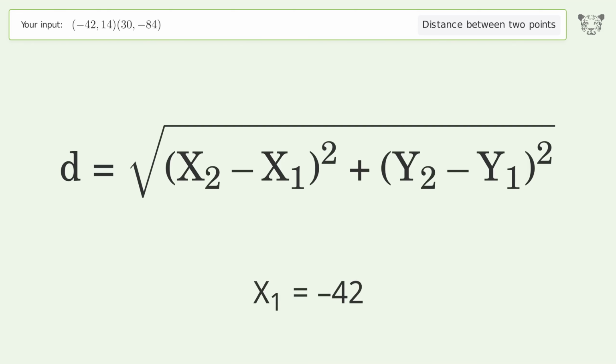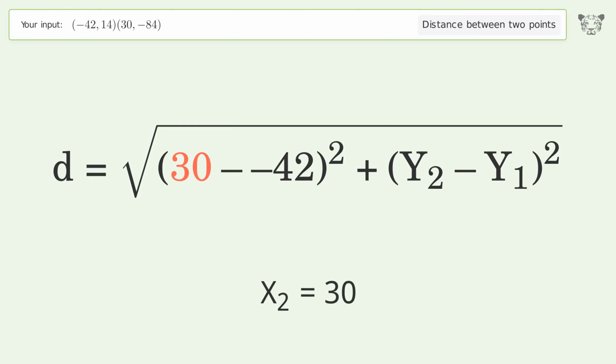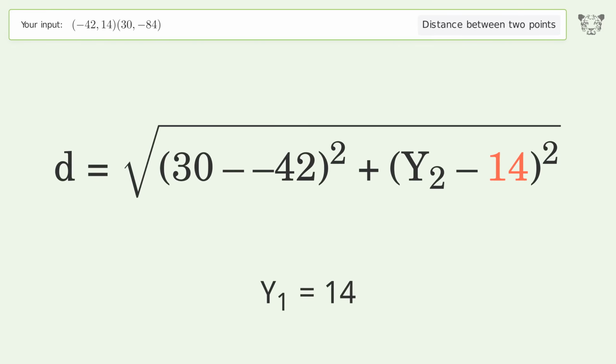x1 equals -42. x2 equals 30. y1 equals 14. y2 equals -84.